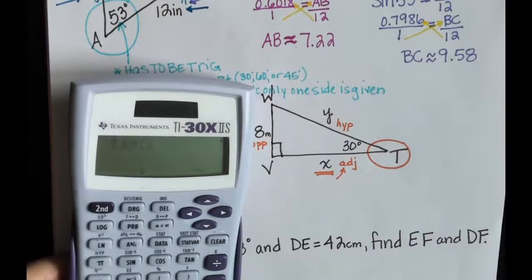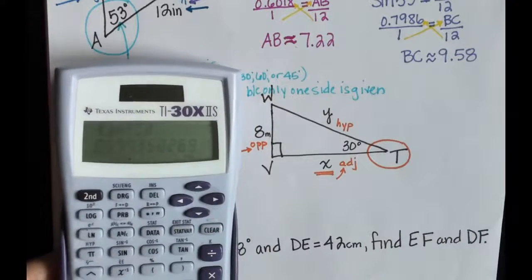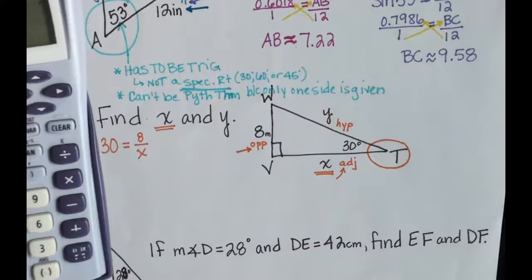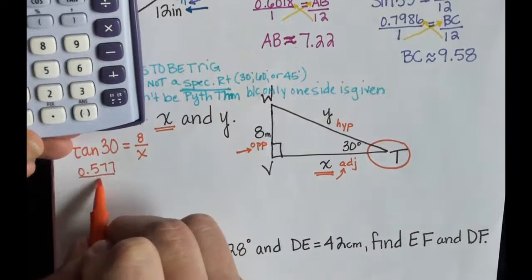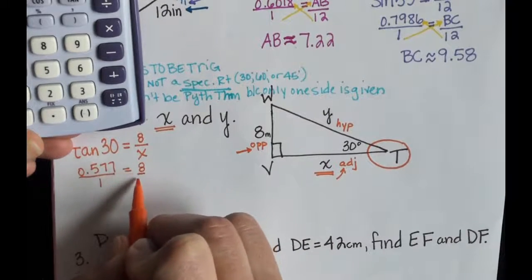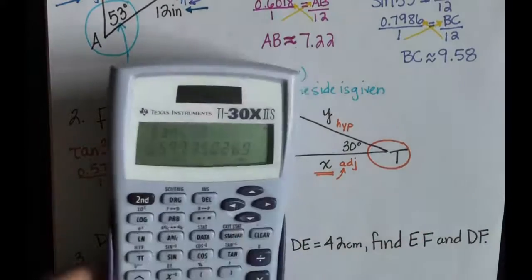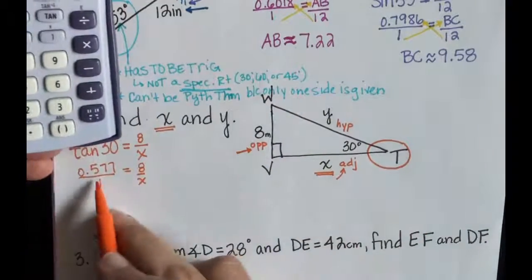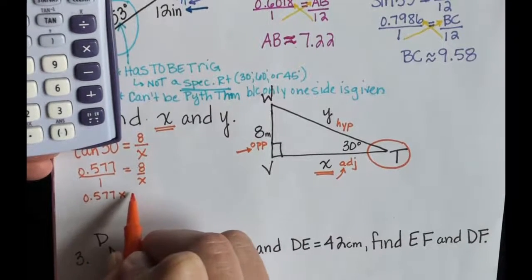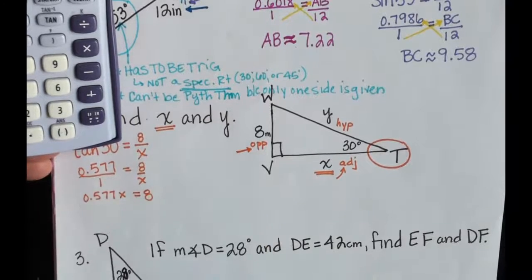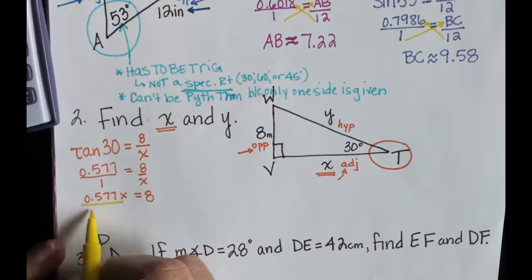So tangent 30 is that number, 0.577. So we're going to do 0.577 over 1 equals 8 over x. I am not going to erase my calculator at all. Don't push clear. I am going to cross multiply again, and this time I have that crazy decimal times x, and I have 1 times 8.